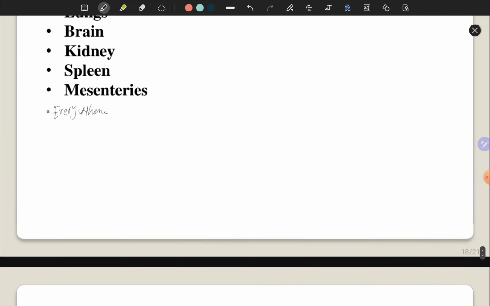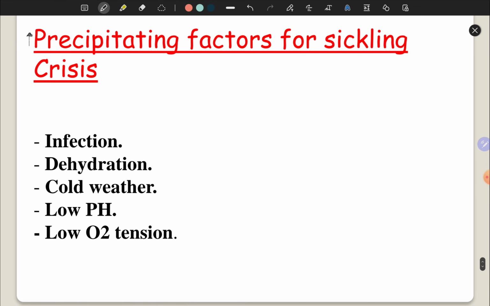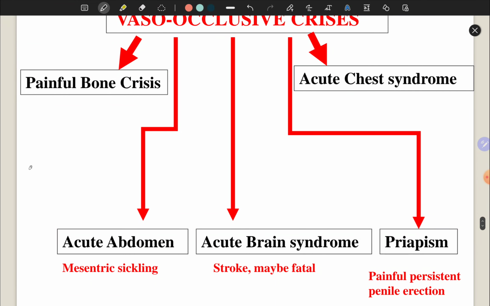So can anybody tell me how can I manage a case of, for example, painful crisis in hand and foot? Give painkillers to relieve pain, and oxygen therapy. The painkillers may be severe, up to the level of morphine, because it is quite severe pain for hours. Then also oxygen to induce oxygenation, de-sickling, sometimes vasodilators. And if there's an infection, antibiotics.